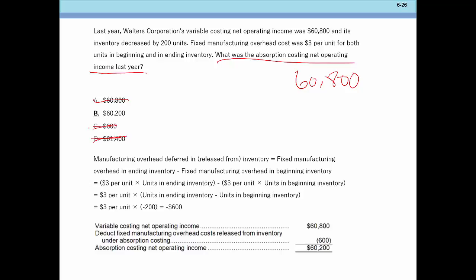It's the 200 units that we decreased, and then they gave me, and this was an easy problem because they only bothered me with what? The fixed manufacturing overhead number. They could have given me some other numbers in here, but I would have had to know to ignore those, because that's the only relevant number here, isn't it? And so I subtract that by 600, and that gives me the 60,200 answer.